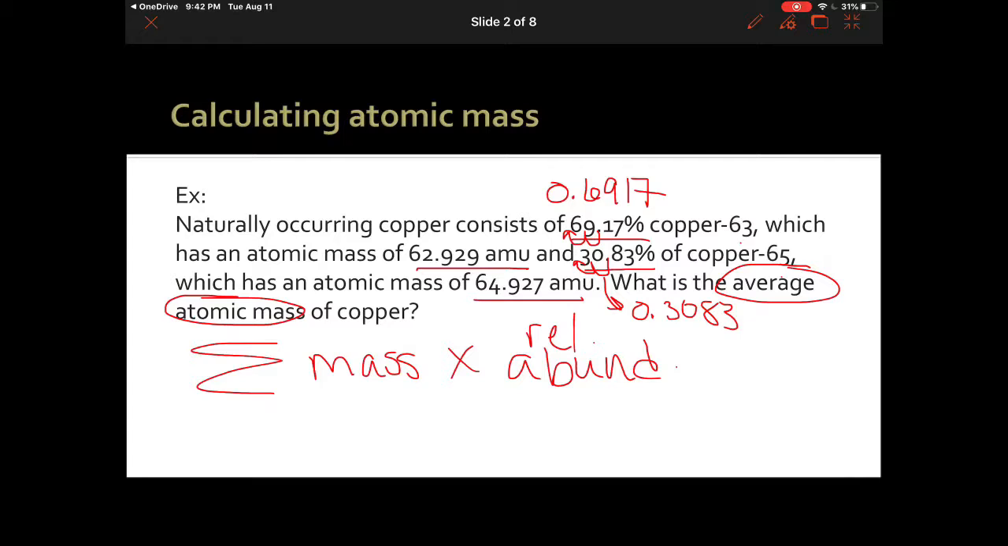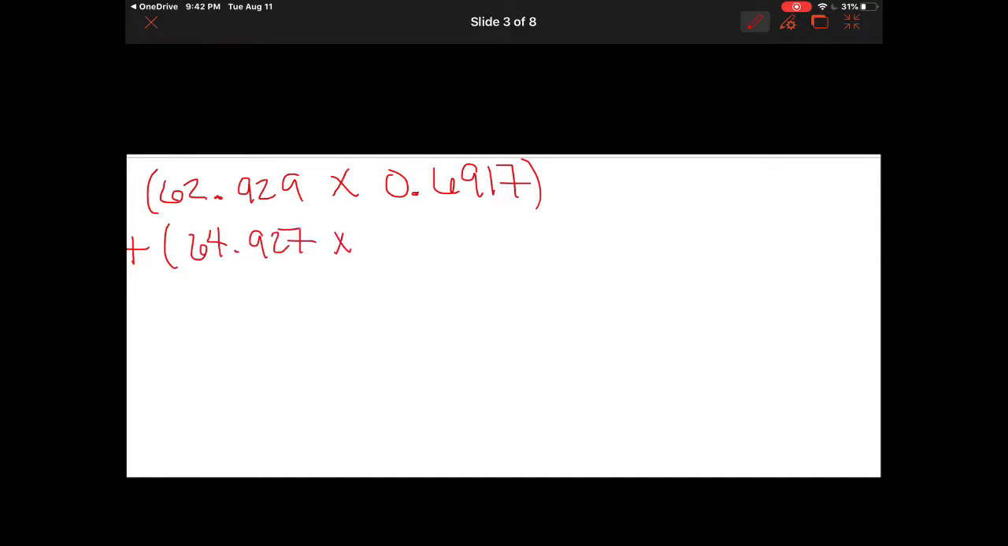Now we're just going to take all these numbers and plug them into our formula. You can do this all in one step, or you can do this in multiple steps. But we're going to start with our first mass, which was 62.929 for the copper-63, times that relative abundance, which was 0.6917. And for the copper-65, the mass was 64.927 times our relative abundance, which was 0.3083. Now we can go ahead and calculate these if we want, or we can save it till the very end and put everything into our calculator at once.